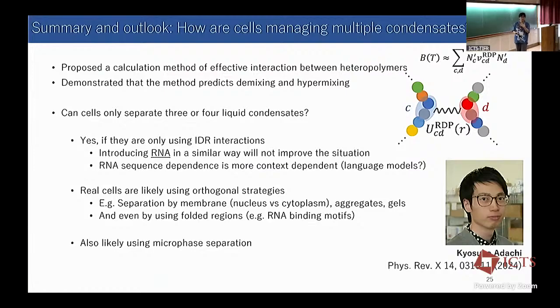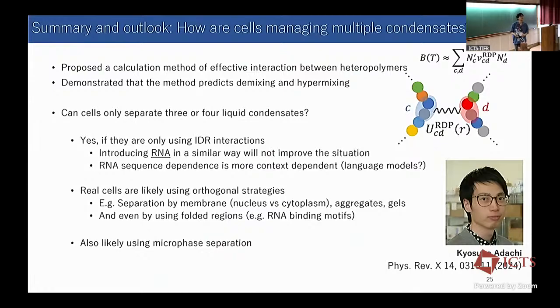And also there are orthogonal strategies that the cells can be taking, and those are also really interesting problems. And also there's some work I'm flagging in case people are interested. I'll be happy to discuss more. But recently, people have been interested in microphase separation, trying to predict that, but clearly that's very difficult. But that's probably going to be more important in understanding these biological condensates.